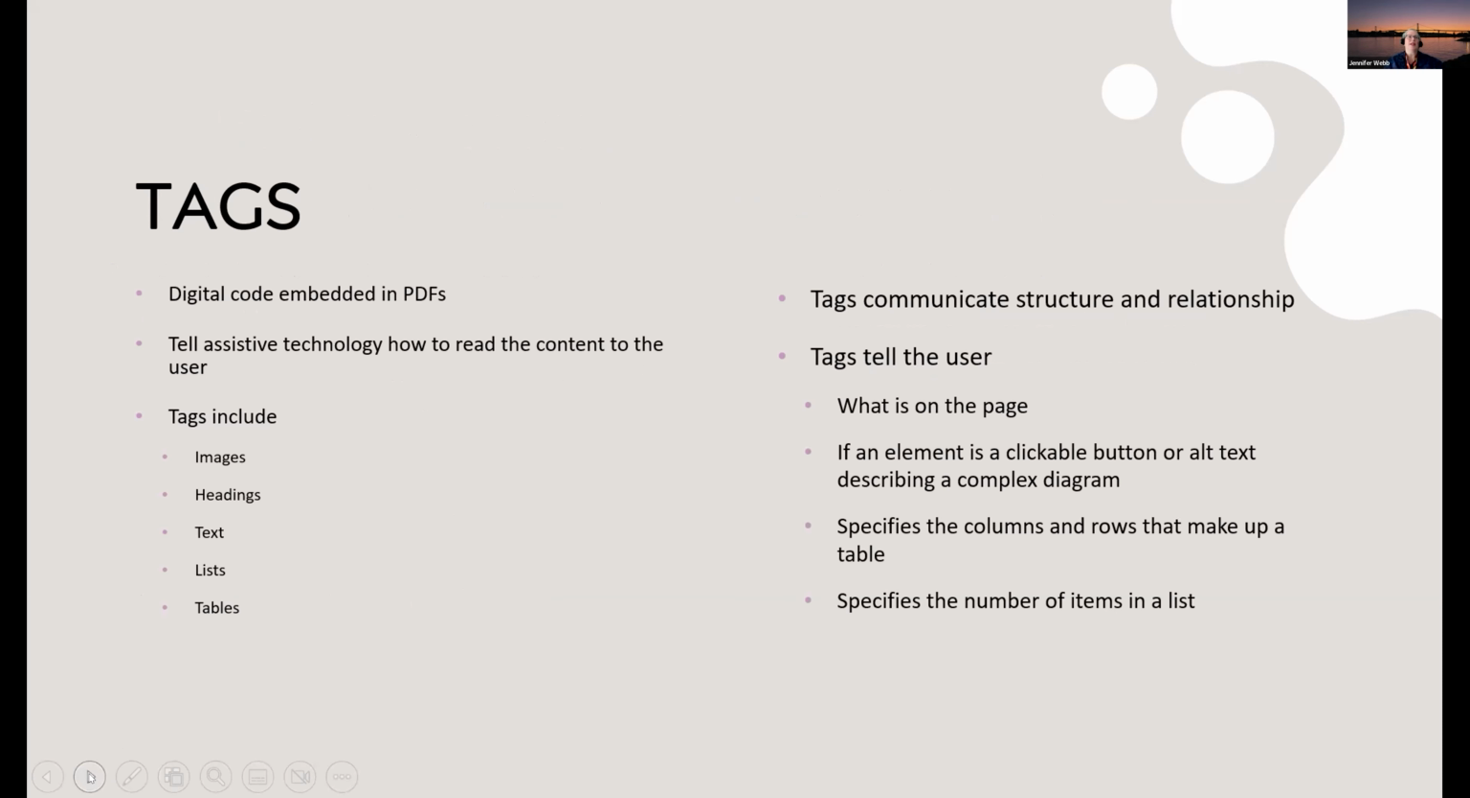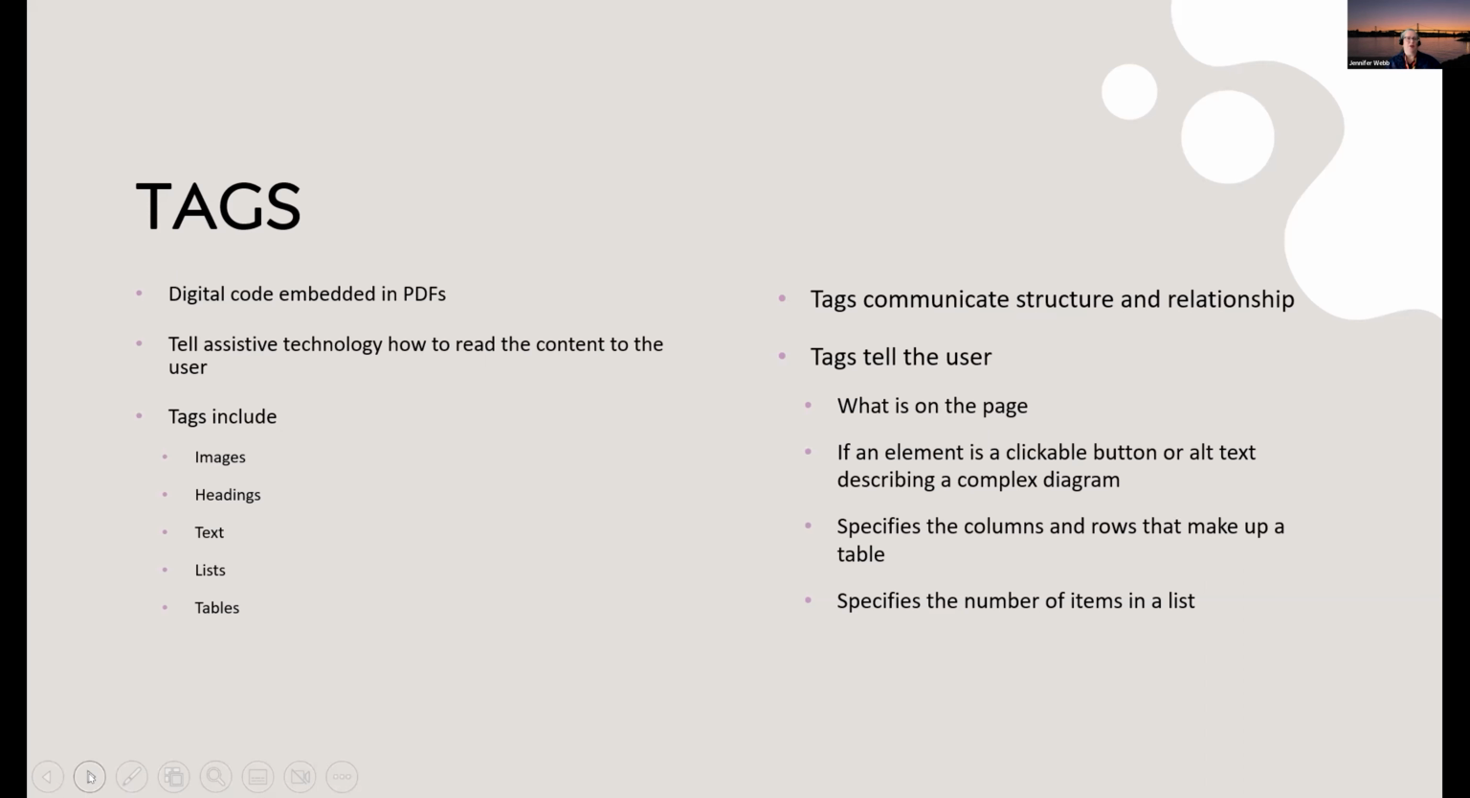So tags in PDFs are digital code embedded in the PDF, and they tell assistive technology how to read the content to the user. Tags include image tags, heading tags, text tags, lists, and tables. Without that, the communication of structure and relationship is really missing in your PDF. Tags tell us what's on a page, if an element is clickable, or the alt tag is describing a complex diagram. It specifies the columns and rows that make up a table and what's a header and what's not. And it specifies the number of items in a list.